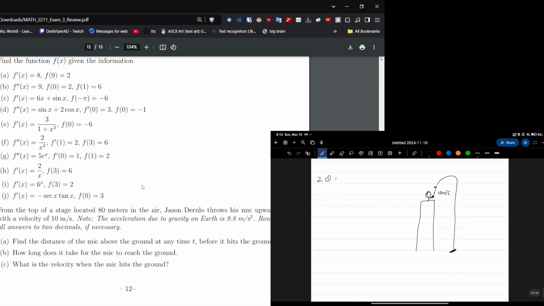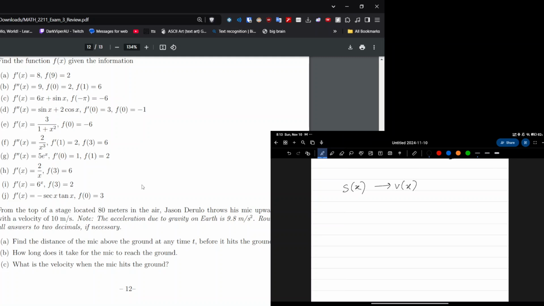Alright, now I know that my acceleration at all times would be 9.8 meters per second squared. Okay, first you guys need to know this. This is displacement, distance, right? If I take the derivative of that, I get velocity. And if I take the derivative of that, I get acceleration. That's what we knew from earlier, right?